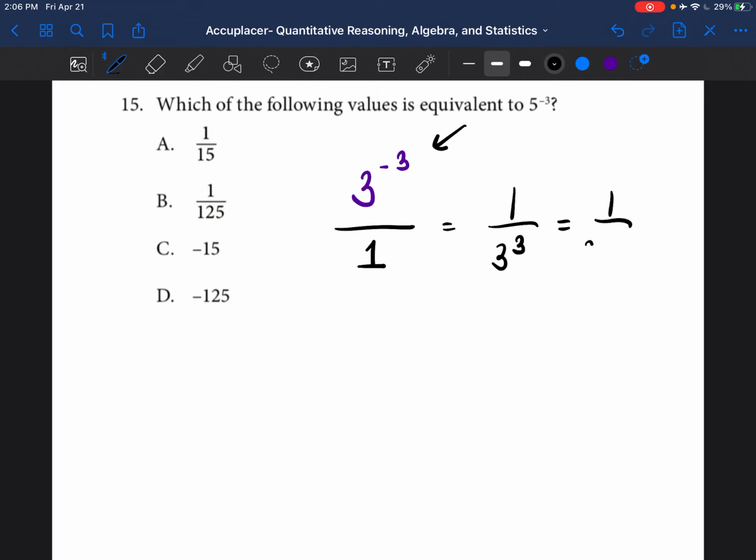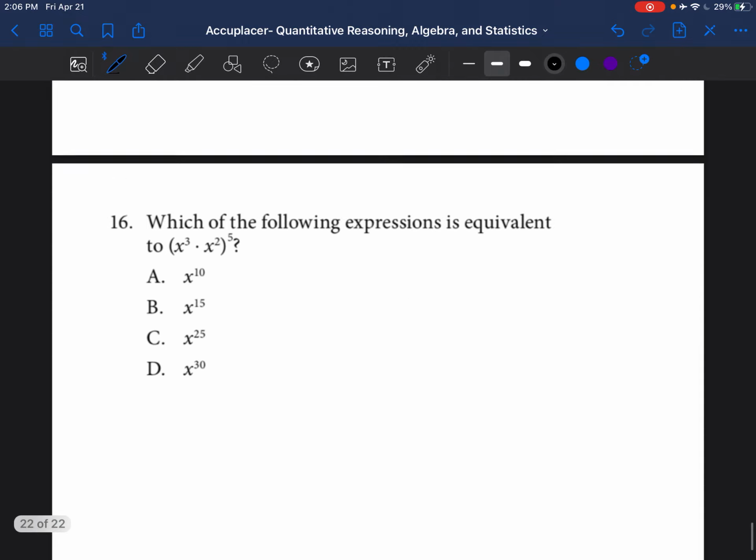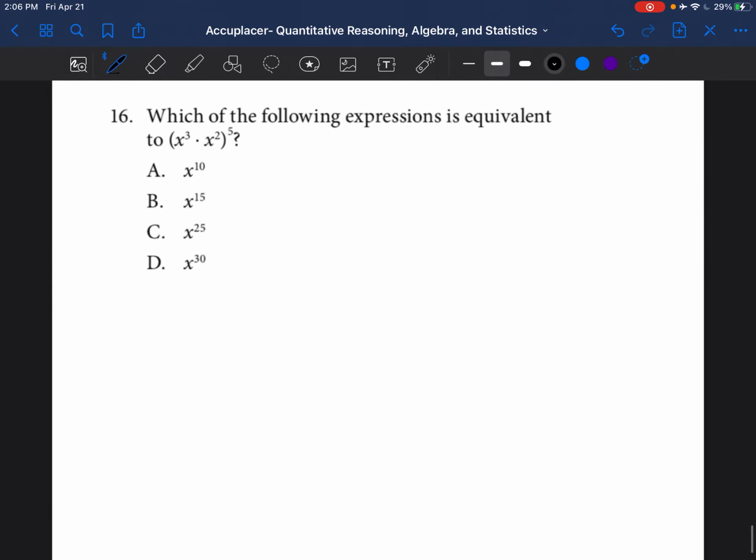So now it just says 1 over 3 times 3 times 3. And so 3 times 3 is 9. 9 times 3 is 27. It will be equivalent to 1 over 27. And now you guys know how to work with exponents that are negative. You guys are doing great. Let's go ahead and move on to question number 16.